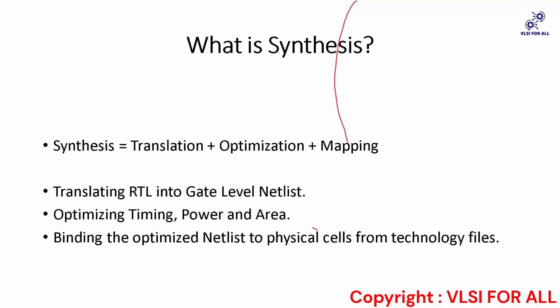Optimizing is like using constraints. I have given you examples of constraints like set max area, set clock uncertainty. Those are examples of constraints. Using those constraints, we need to try to meet the power, performance, and area. This is how we can do the optimization. So we have completed translation and optimization. Now let's see the mapping. Mapping is basically binding the optimized netlist to physical cells from the technology file, .tf files, .lib files. Yeah, it's basically mapping.